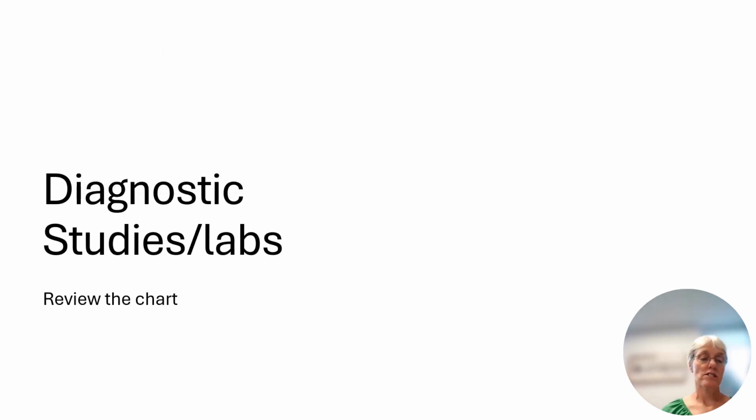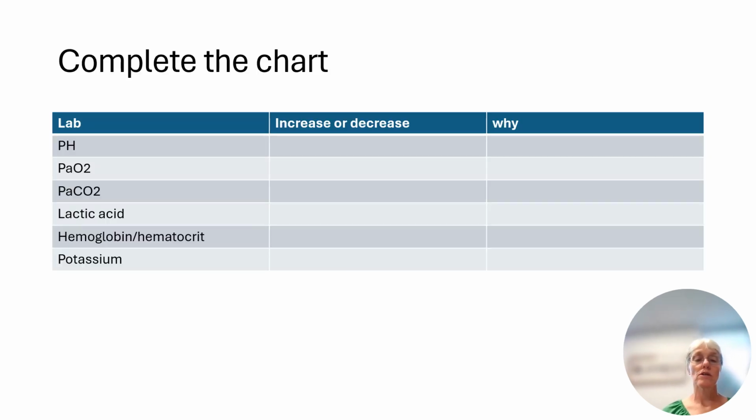So for your diagnostic studies and labs, I want you to go back and review the chart in your book on those. Then I want you to take a minute and write down what's going to happen with each of these. What's going to happen to the pH? Is it going to go up or down? And why? What's going on to actually cause that pH to change? What's going on to cause that PaO2 to change? Just think about those. Take the time and write those in. I think you filling those out is going to help you way more than me just discussing them in the lecture.